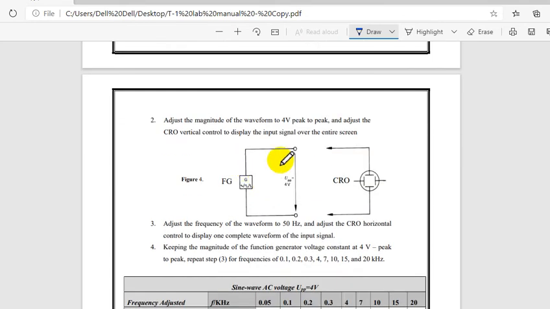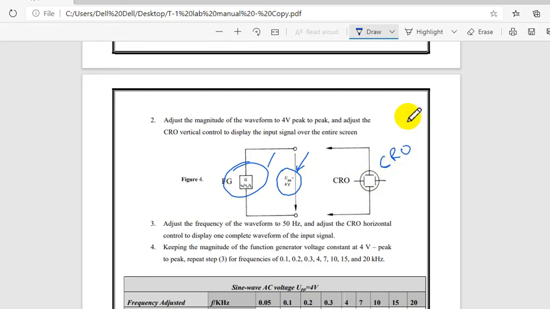Here you can see this part is the function generator. What you see in the figure: with the function generator, we can generate the frequency. Here we are providing V peak to peak of 4 volt from the function generator, and we are applying it to the CRO directly. So we don't want any multimeter or power supply, nothing. We just need the function generator, and we will set the value to 4 volt peak to peak, and the CRO.